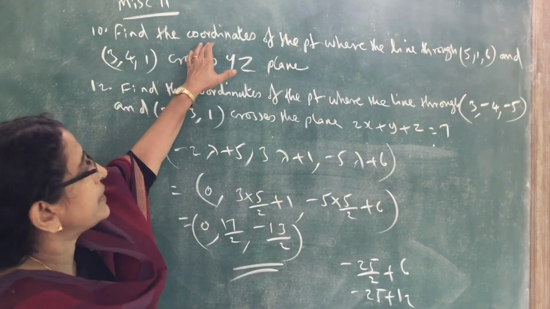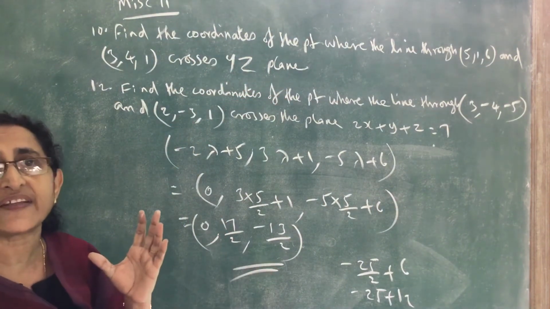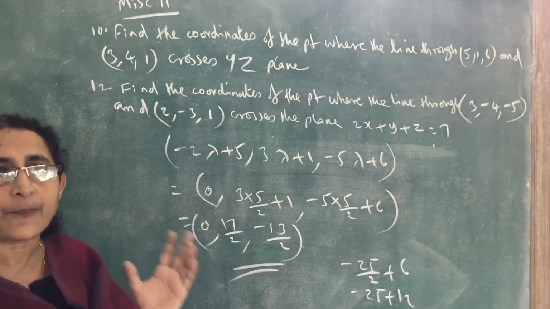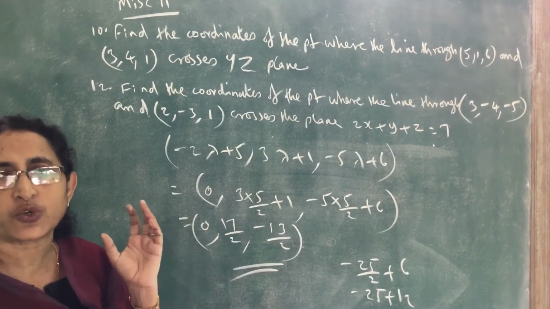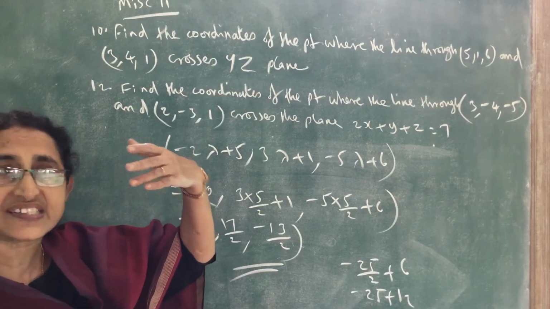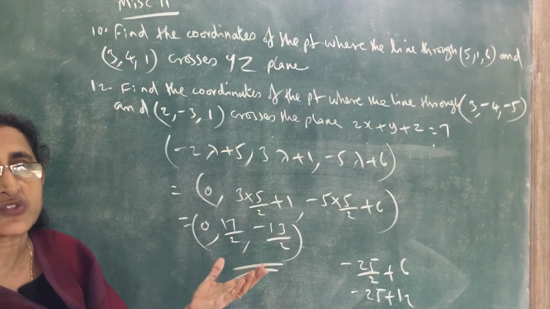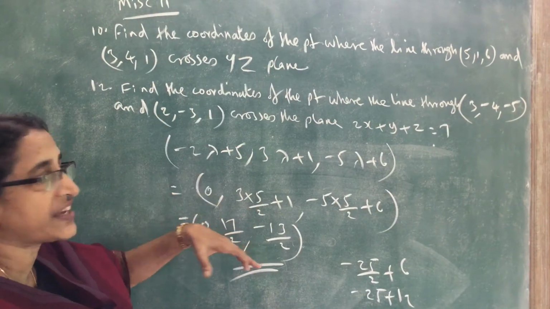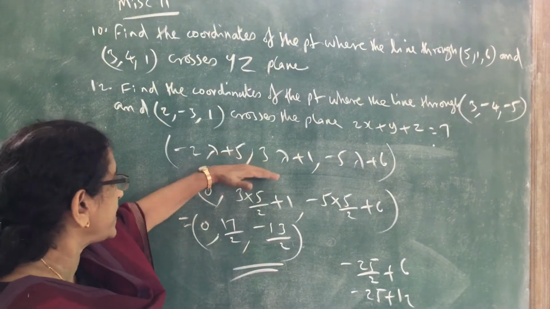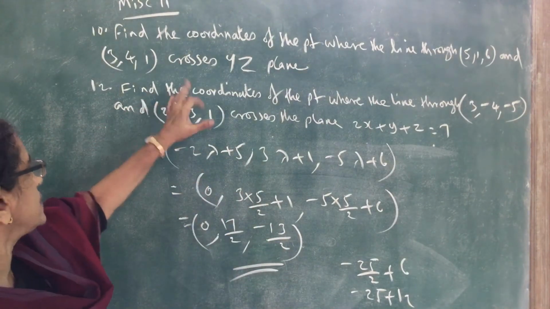So to find the point of intersection of a line and a plane, first find the equation of the line, then find the general point on the line and substitute that point in the equation of the plane. Here it is given that it is the YZ plane, so the x coordinate is 0. So we can equate the x coordinate to 0 and get the value of lambda. After getting lambda, substitute here itself and we get the required point. Now see here, the same type of question is 12th also.